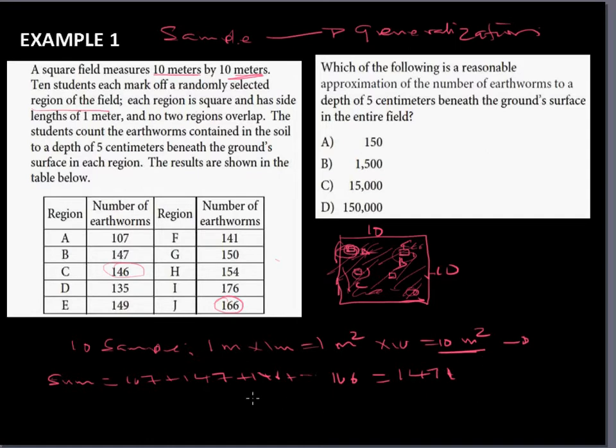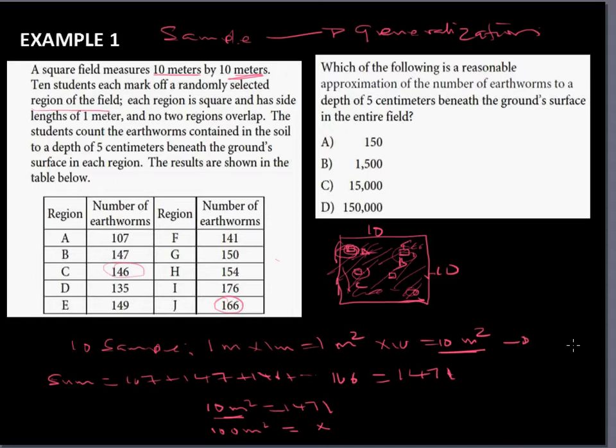Now the question is, if I'm getting 1471 for a 10 meter square area, remember, this is 10 meter square because it's coming from all the 10 small 1 meter square regions. Then, if I have a 100 meter square area, which is 10 by 10, because the entire area here is 10 by 10, what would that number be?